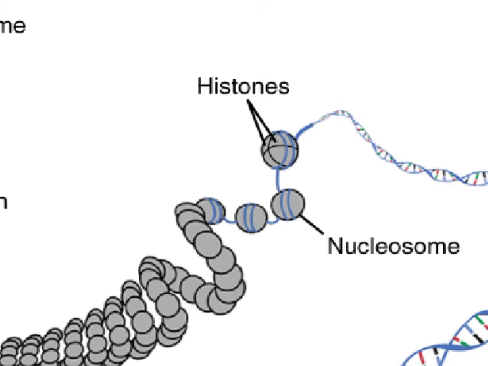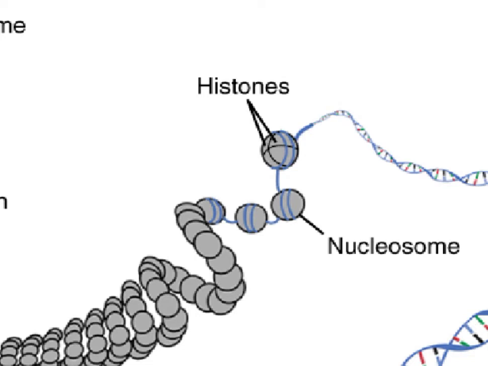So here you can see in the diagram the primary protein component of chromatin are called as histones, and you can see few histone molecules in this diagram. And these histone molecules which are present in this diagram provide a base on which DNA can be wrapped around.